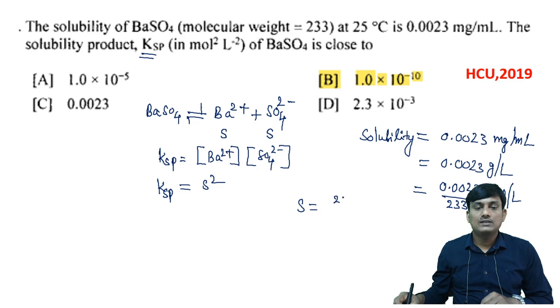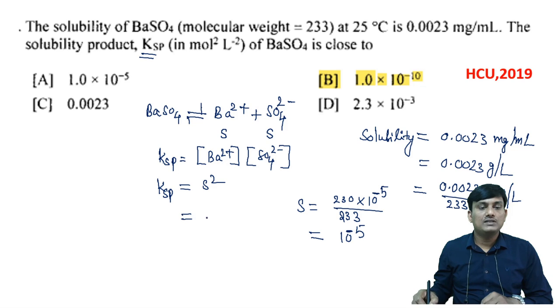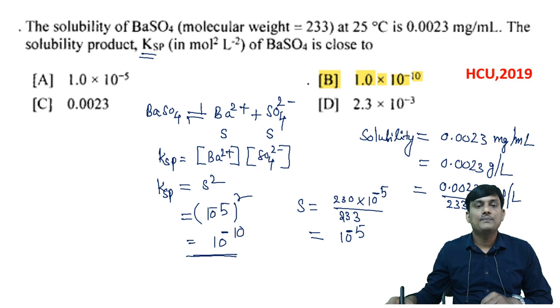When you simplify this, solubility S can be written as 230 into 10 to the power of minus 5 divided by 233. So finally we will get around 10 to the power of minus 5. So here S is equal to 10 to the power of minus 5. So Ksp is equal to 10 to the power of minus 5 whole square, which is equal to 10 to the power of minus 10. So the answer is B.